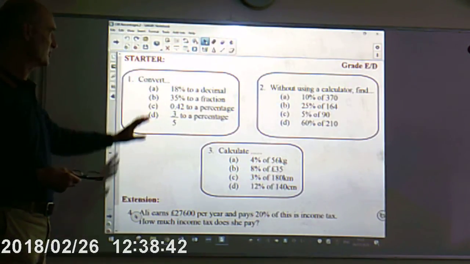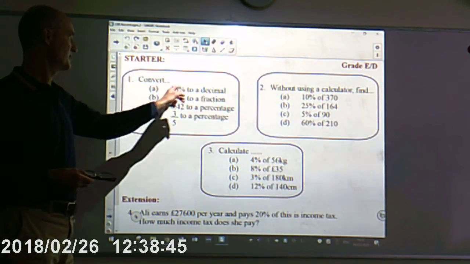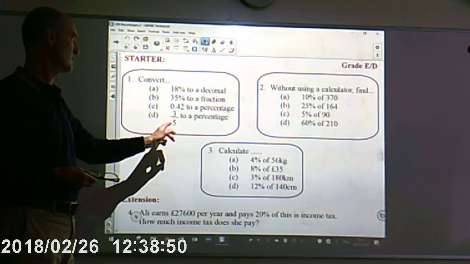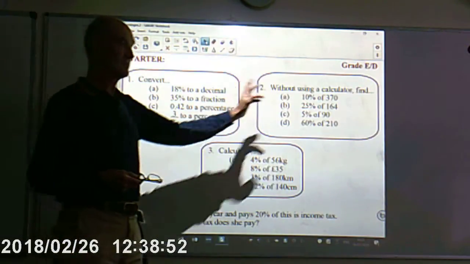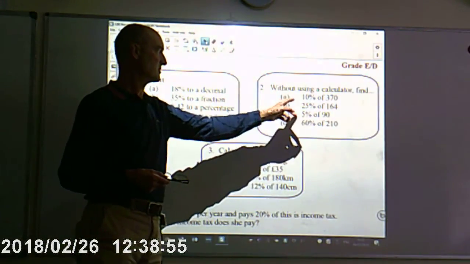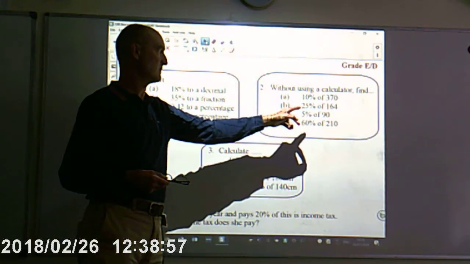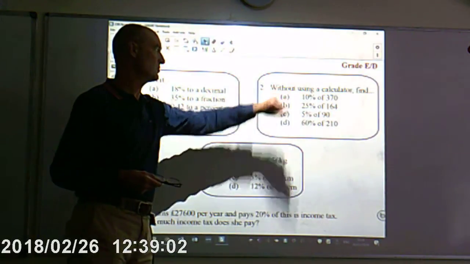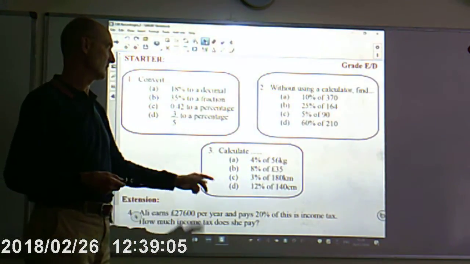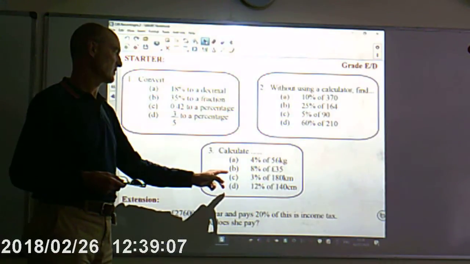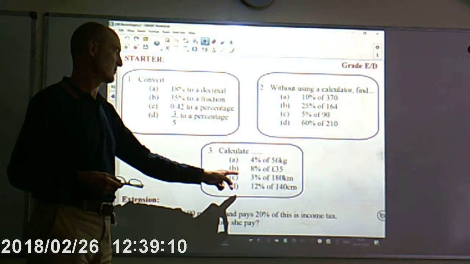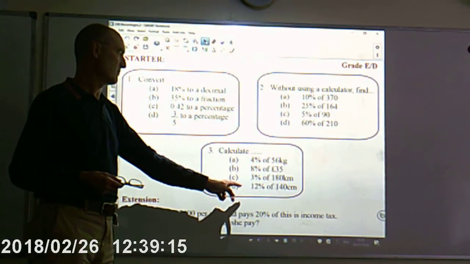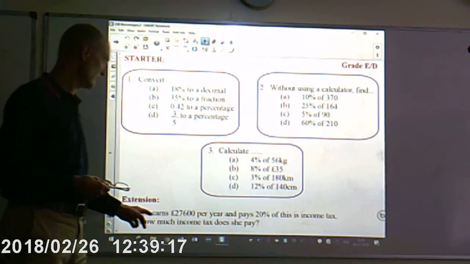So complete this starter: converting 18% to a decimal, 35% to a fraction, 0.42 to a percentage, 3/5 to a percentage. And then without using a calculator, find 10% of 370, 25% of 164, 5% of 90, 60% of 210. Then using a calculator, 4% of 56 kilograms, 8% of 35 pounds, 3% of 180 kilometres, 12% of 140 centimetres.